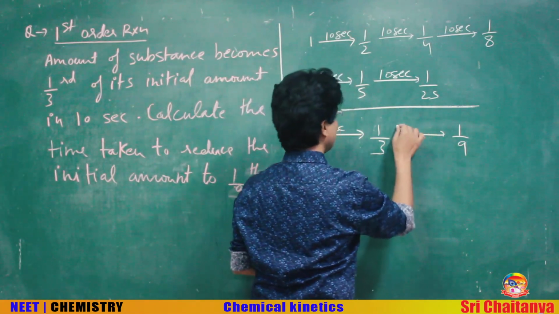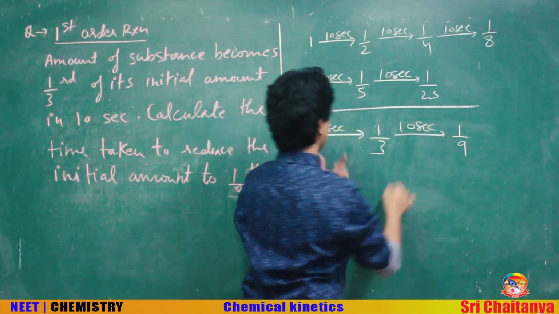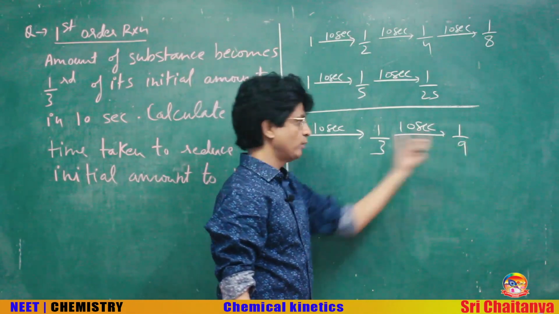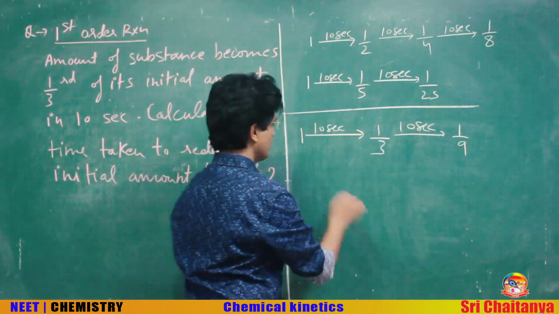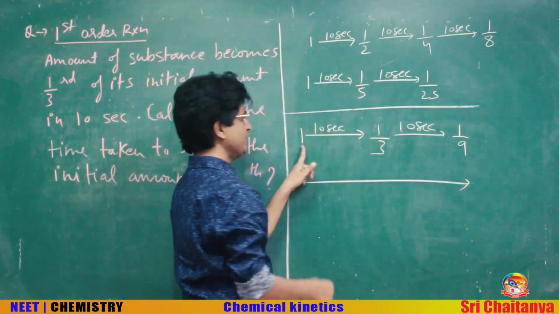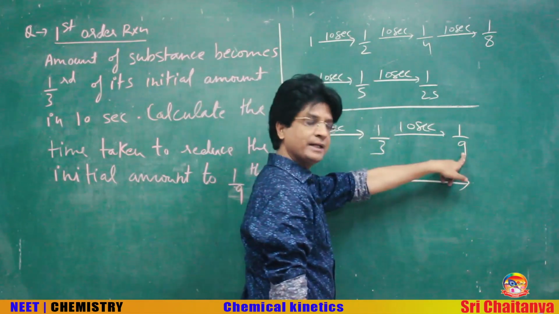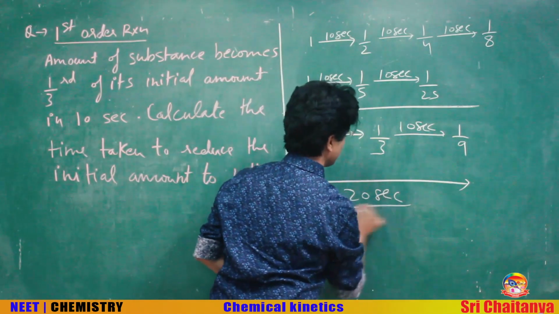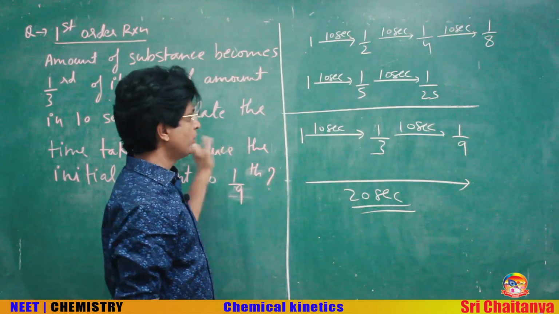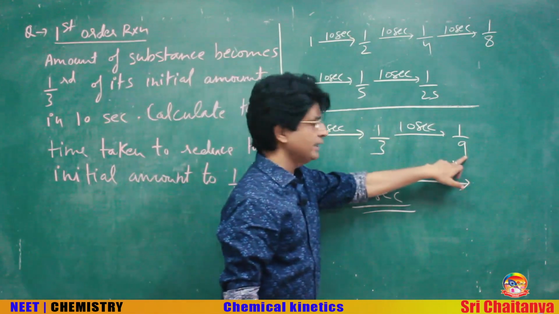So it will also require the same time, because I am going to finish the same fraction of reaction, 1 by 3 and 1 by 3. So it will also require 10 seconds. So the time taken to reduce this initial amount of 1 molar to 1 by 9 will be how much? 10 plus 10, that will be 20 seconds. So 20 seconds will be required to reduce the initial amount to 1 by 9.